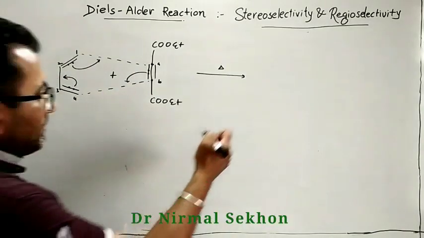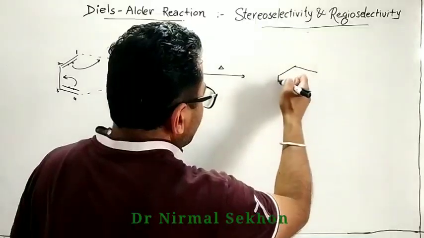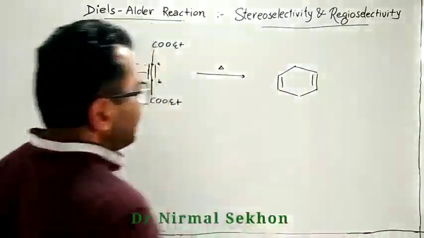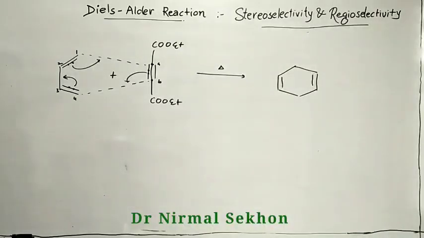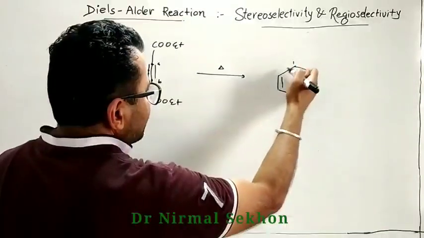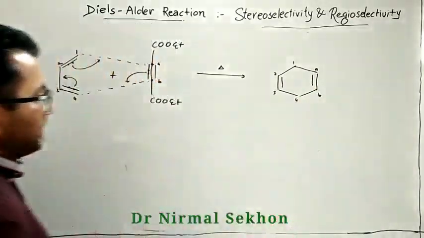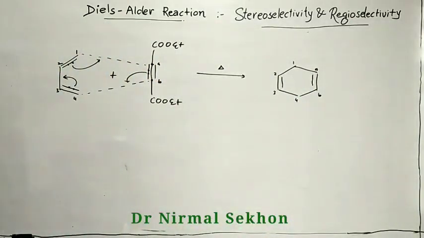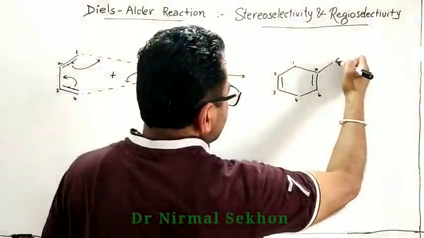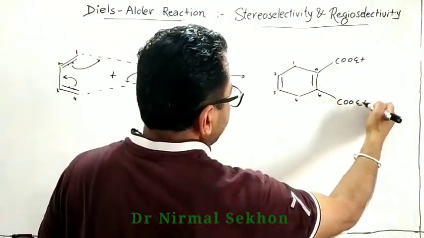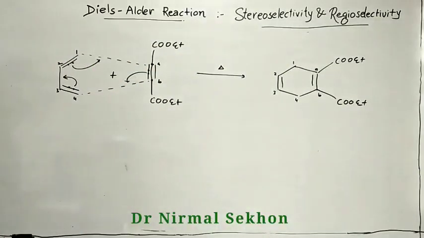Now in this case we get a cyclohexadiene. One double bond here, one double bond here. So mark the numbers 1, 2, 3, 4. This is your A, this is your B. So what is present at A and B? Just mark COOEt, COOEt. So this is your product.